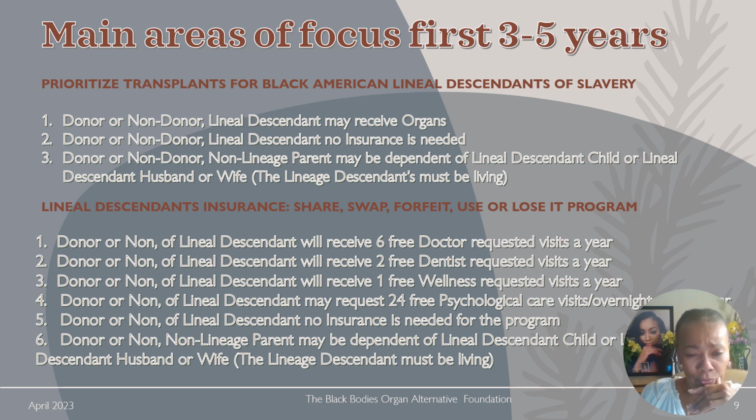Donor or non-donor lineal descendant, no insurance is needed. You don't need insurance. Close to $5 million of a body per Black body, you don't need insurance.